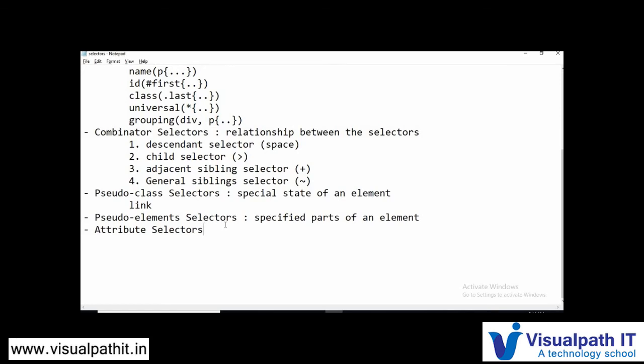In this attribute selector, it is possible to style HTML elements that have specific attributes or attribute values. The CSS attribute selector is used to select elements with a specific attribute, as I have told you before. So for this, let's see some examples.